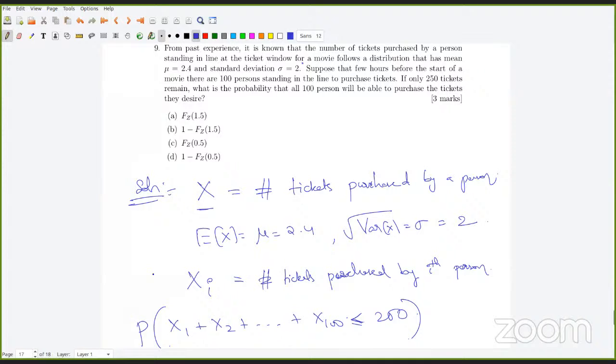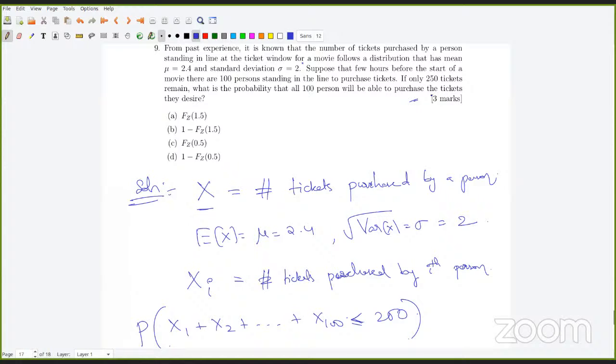Correct. See, what if every person only wishes to buy one ticket? Then it will be 100. They desire to purchase only one ticket. So that is every person's desire, right? It may also happen. Even that will be a possible case, right? No, sir. Mu is 2.4.